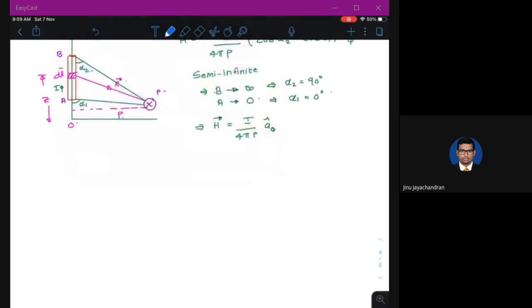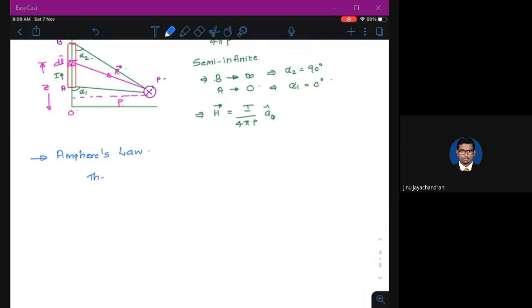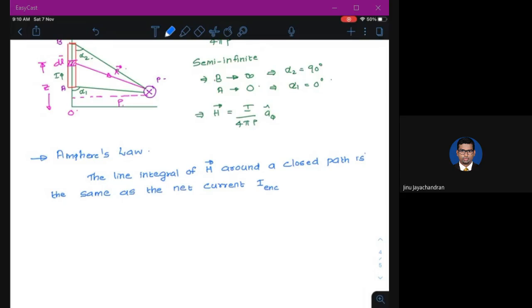Now let's look at Ampere's law, which you might have studied all through your +2 classes and the first and second years of your BTech. So Ampere's law states that the line integral of the magnetic field H around a closed path is the same as the net current I enclosed by the path.